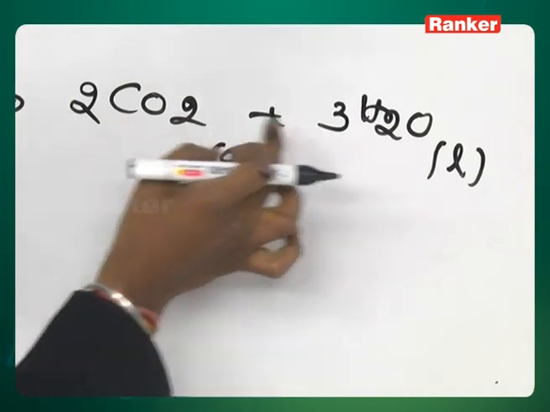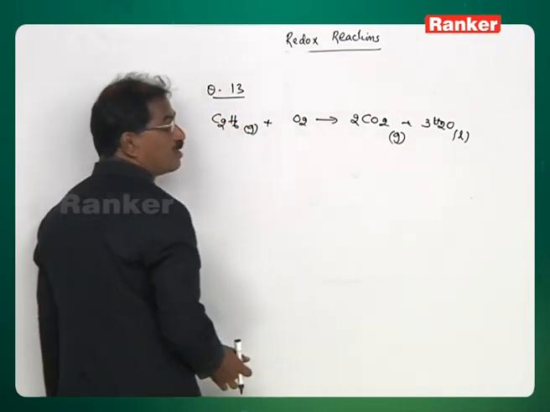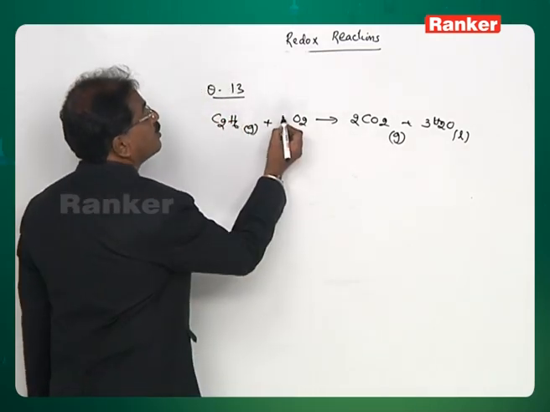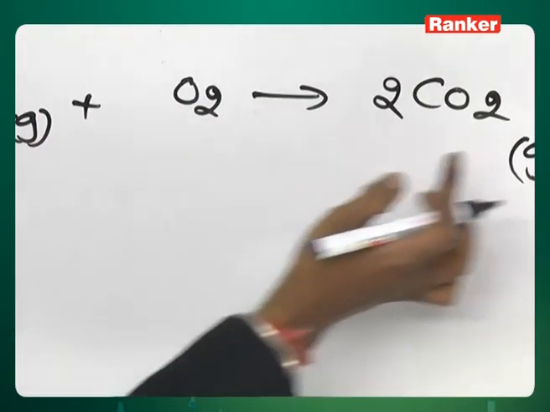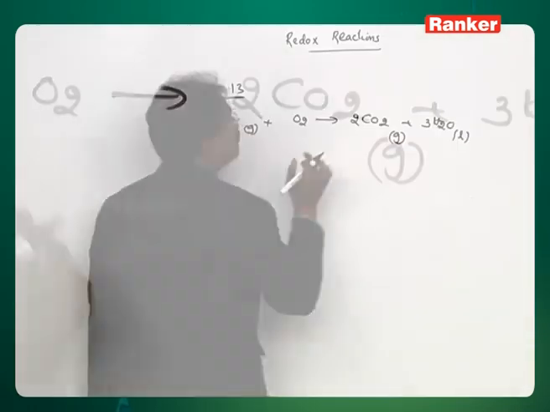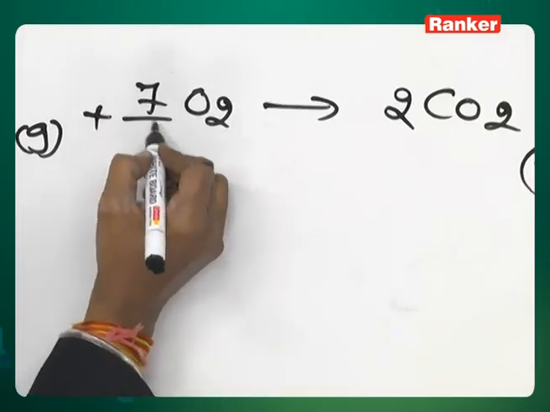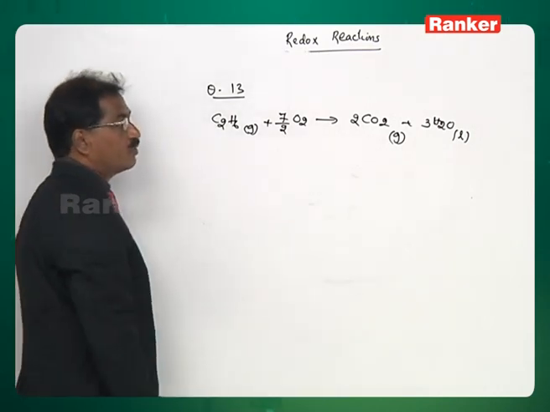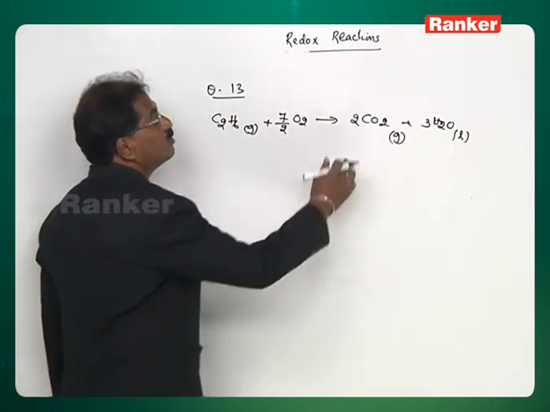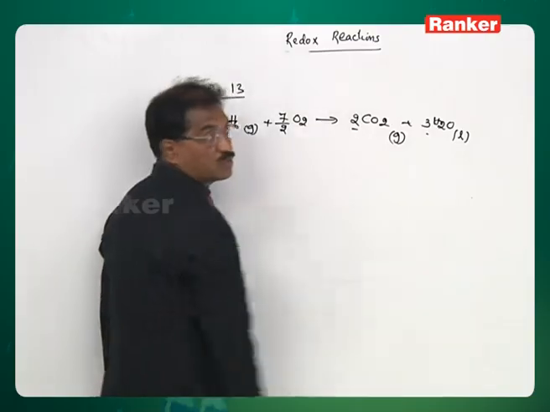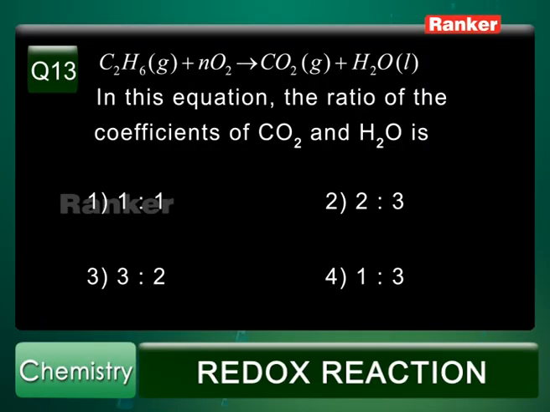Now adjust the coefficient of the oxygen. Here 4 oxygen atoms, here 3 oxygen atoms. Total 7. Therefore, 7 oxygen atoms we have to show here, this is 4 plus 3, 7. So, therefore, here 7 by 2 O2. Therefore, the mole ratio of the CO2 and H2O is 2:3. 2:3 is given in the second option.